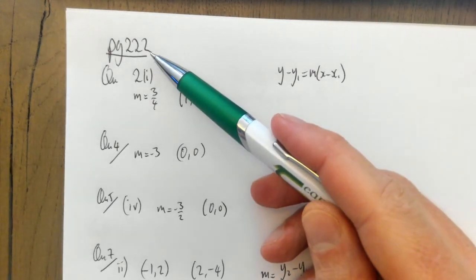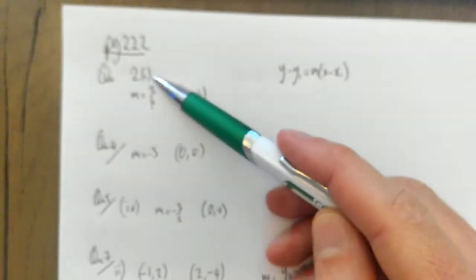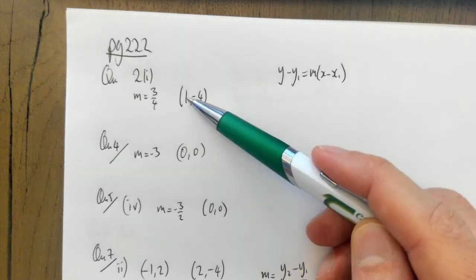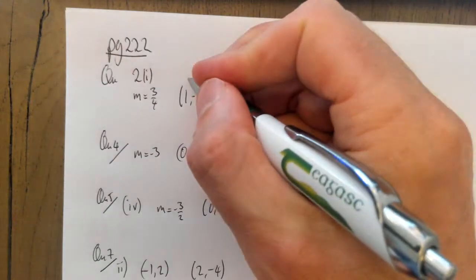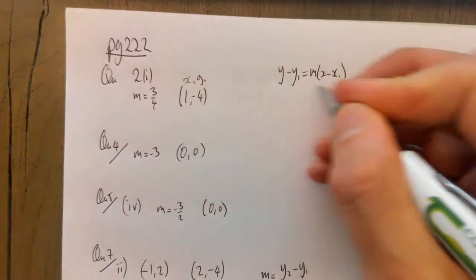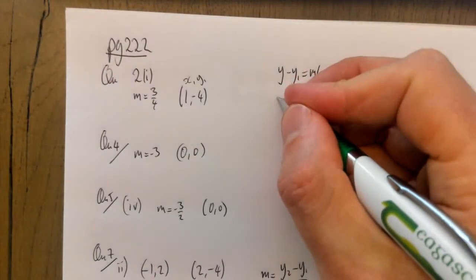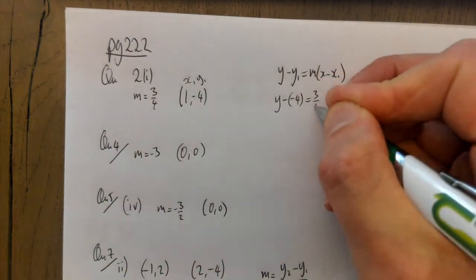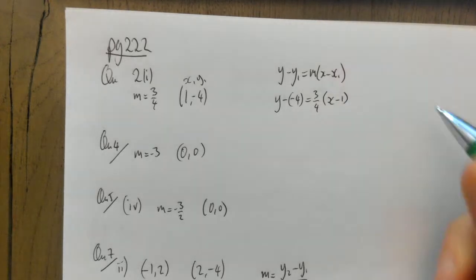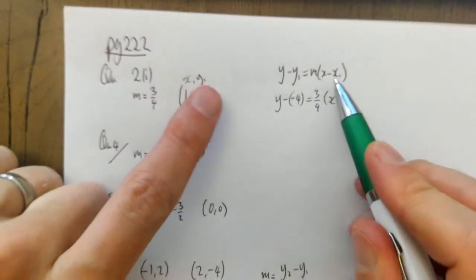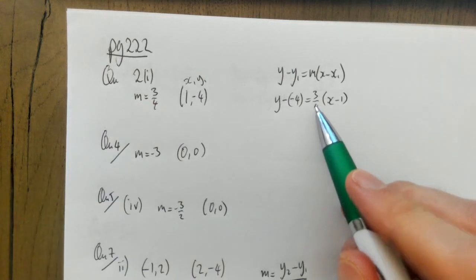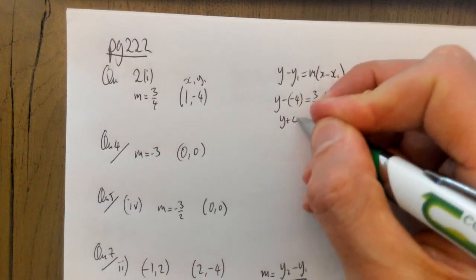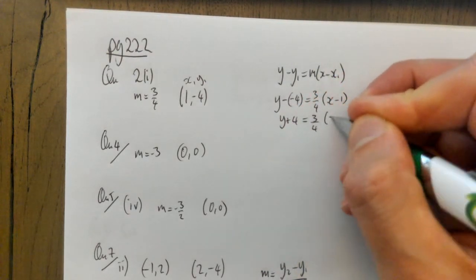So the first one I'm going to go through is page 222, question 2, part I. We have to find the equation of the line where they're given the slope and one point. If you know the slope, we label the point and put it into this formula. So y minus 4 is equal to 3/4 (x minus 1), where y1, x1 is the point and m is the slope. Then we tidy it up, just good maths practice. This is y plus 4 is equal to 3/4 (x minus 1).